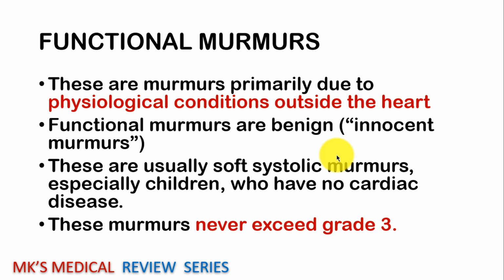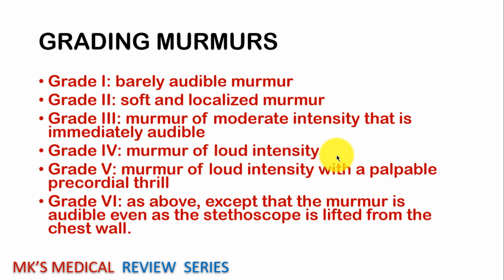There's a specific grading that is done for the murmurs. I will give you that in the next slide. So here's the grading of the murmurs. You have grade 1 up to grade 6. Grade 1, this is what I love to call a professorial murmur, because it's only the professors that can apparently hear them. These are murmurs that are barely audible.